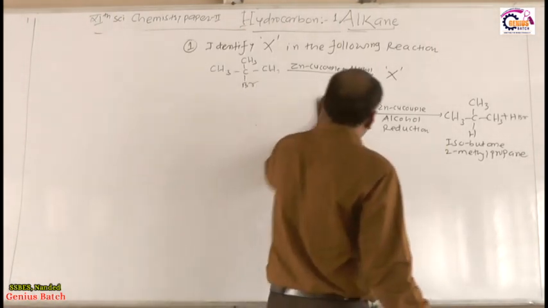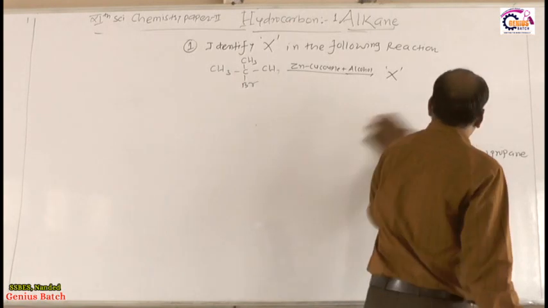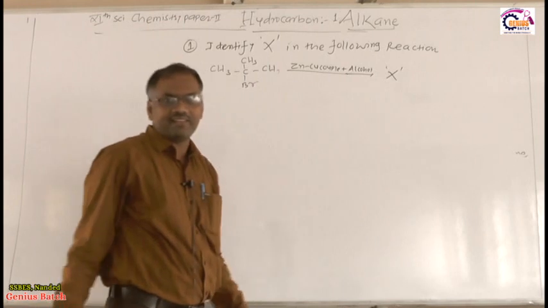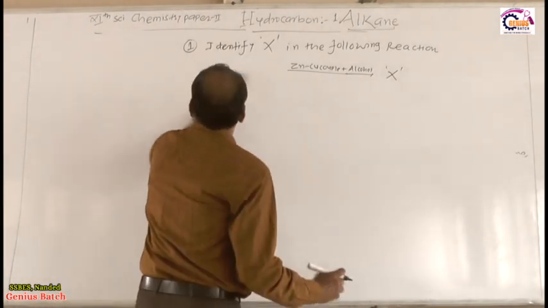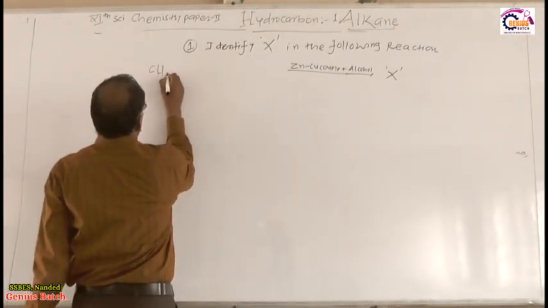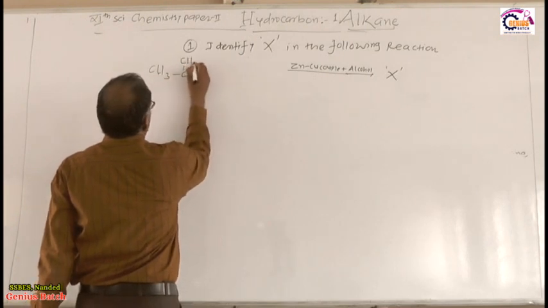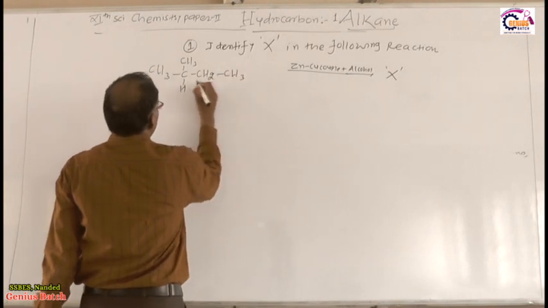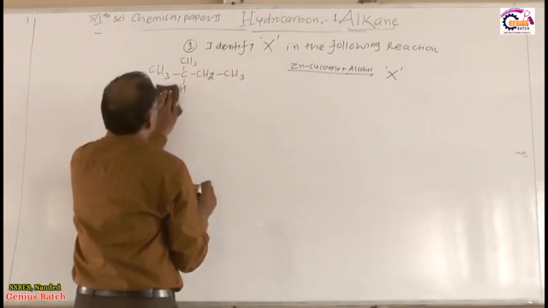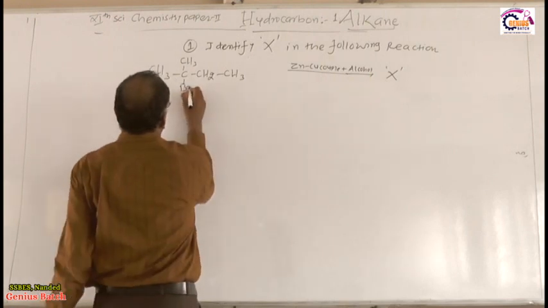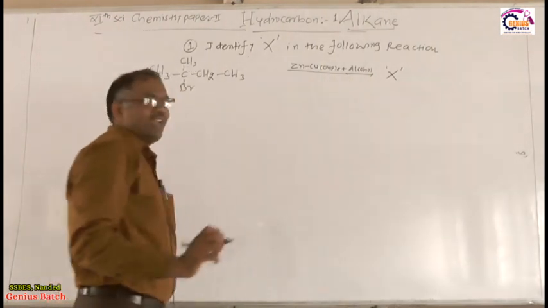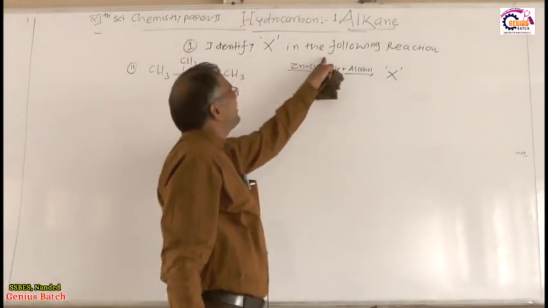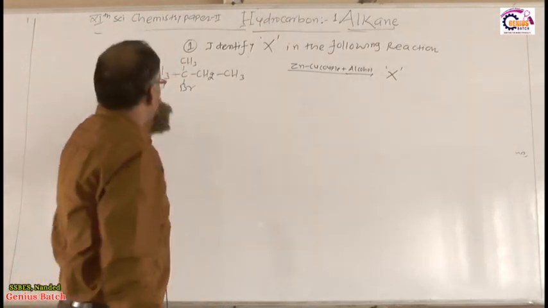What is the second question? Suppose the same method of asking the question: identify X in the following reaction. I am going to change only here. What am I going to change? CH3, CH3, CH2, CH3, 1, 2, 3, 4, 5, and this is the bromine. So the question is like this. This is the second. What is asked? Identify X in the following reaction. So this is the reaction.